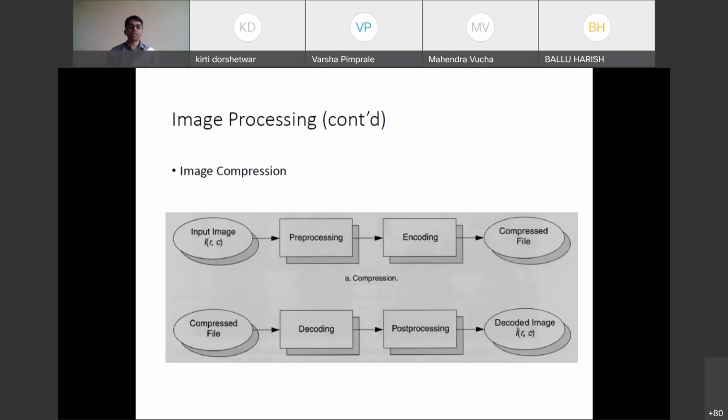Then you have another application, which is image compression, in which you have an input image, apply some pre-processing to remove noise like salt and pepper noise, which causes a lot of distortions during compression, then go for encoding, and you have a compressed file. The best example is your smartphones. The rear camera is 12 megapixel, and nowadays you even have 108 megapixel cameras.